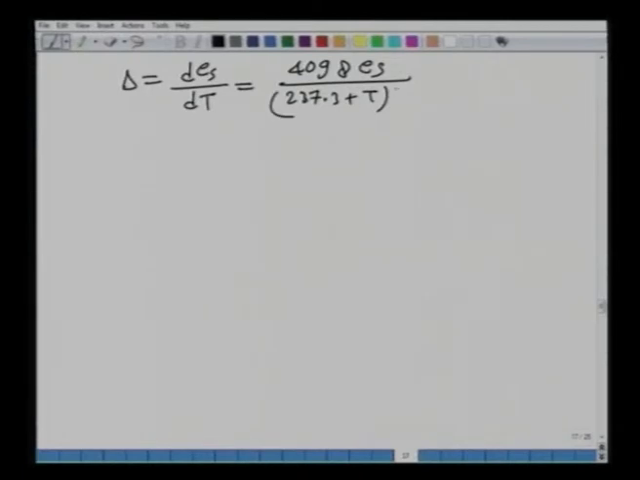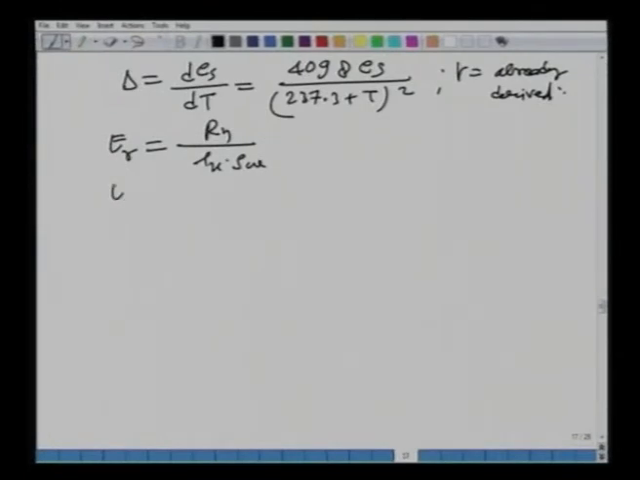This we have seen already at the beginning of this chapter. All right, and gamma we have seen already, derived above. And let me simplify that: E_R is equal to Rn over L_v rho_w. This we had derived already, and E_A, this is your energy balance. And E_A is capital B times (e_s minus e_a), we had just derived, which is the aerodynamic method.